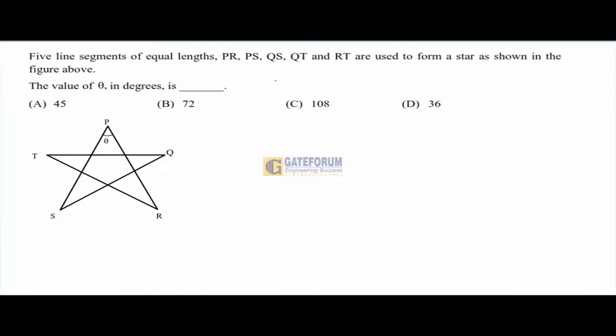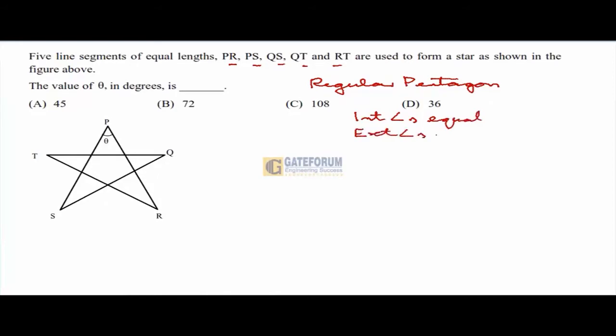Now the first thing that we should note is that since all these lines are equal, the polygon formed in between, the pentagon actually, is a regular pentagon. Now what does a regular pentagon imply? Not only are the sides equal, the interior angles are also equal and the exterior angles are also equal.